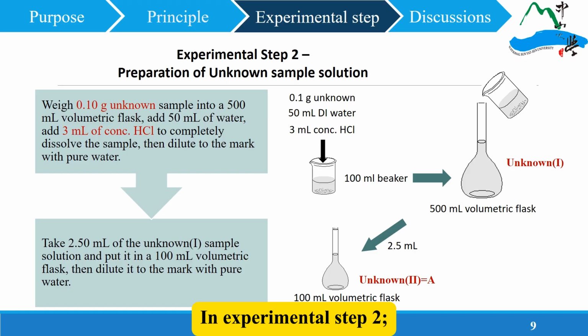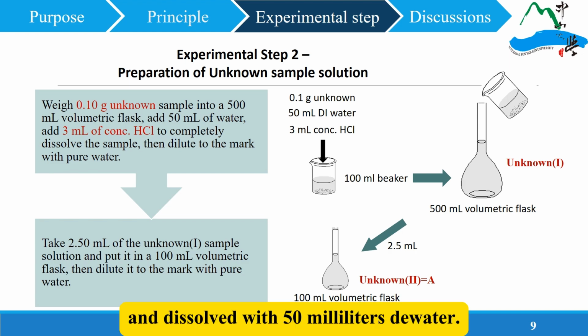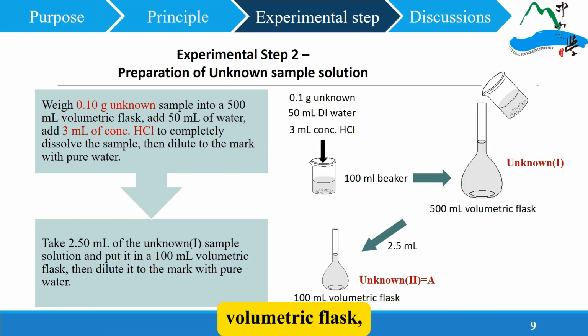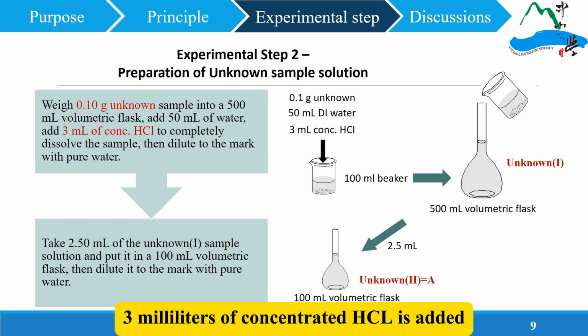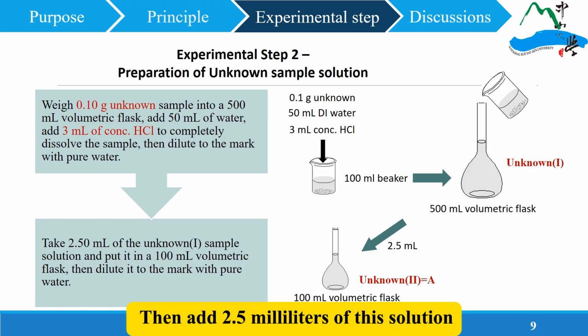In experimental step 2, 0.1 grams of the unknown sample is placed in a 100 milliliters beaker and dissolved with 50 milliliters deionized water. The solution is transferred to a 500 milliliters volumetric flask. 3 milliliters of concentrated HCl is added. Add deionized water to the mark to prepare unknown 1. Then add 2.5 milliliters of this solution in 100 milliliters to obtain unknown 2.